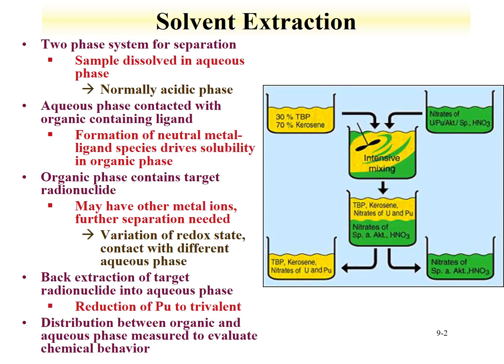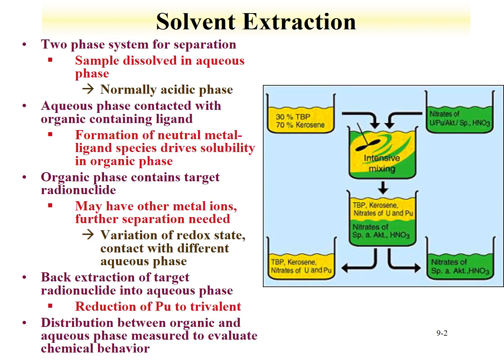The aqueous phase is contacted with the organic phase containing the ligand. In order for a metal ion to be extracted from the aqueous phase to the organic phase, a neutral species needs to be formed, and if you remember on the previous page, we had 2 nitrates with the uranyl, so that would form a neutral species, and that drives the solubility in the organic phase. So the organic phase contains the target radionuclides. It may have other metal ions that are present.